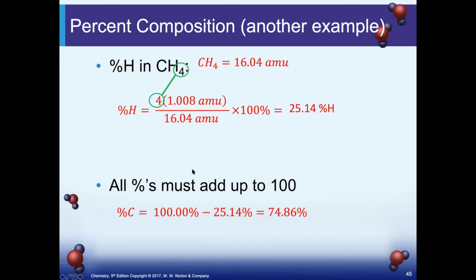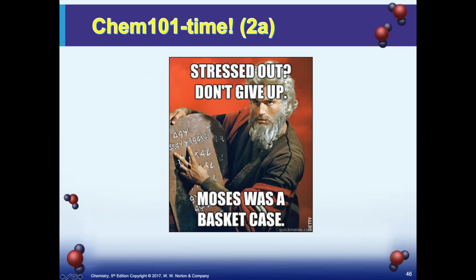Okay? All right, so now I'd like for you guys to try one of these. So let me get you started on a Chem 101 activity. So this will be 2A. So you should be able to start that now. Okay, looks really good. So I'm going to go ahead and move on.